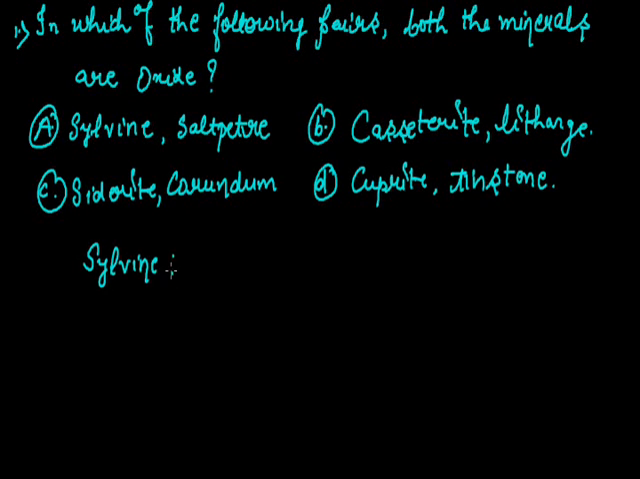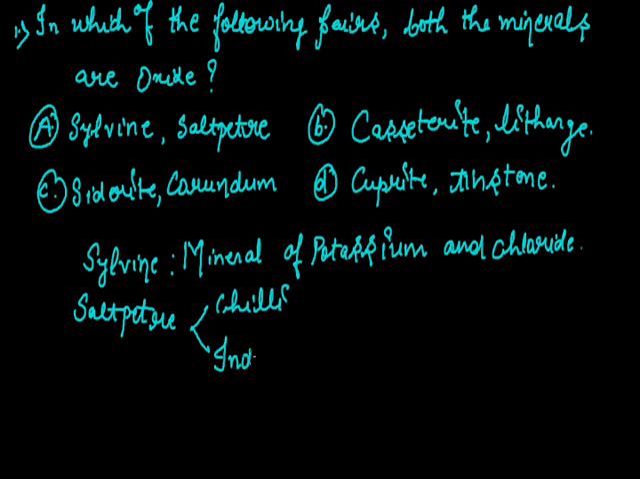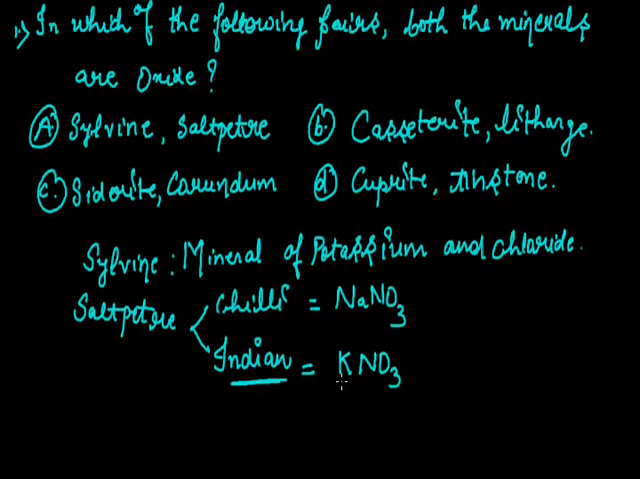Sylvine, it's a mineral of potassium and chloride. Saltpeter, again, saltpeter is of two types, Chile saltpeter and Indian saltpeter. Chile saltpeter is a nitrate of sodium and Indian saltpeter is a nitrate of potassium. If in exam they ask you what is saltpeter, we'll consider Indian saltpeter as saltpeter, that is KNO3.